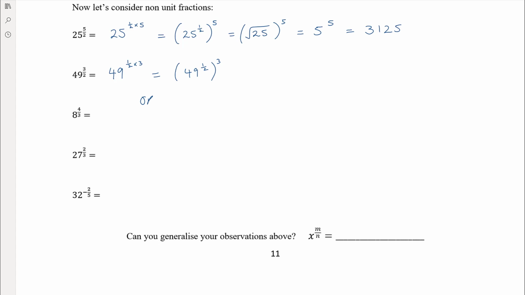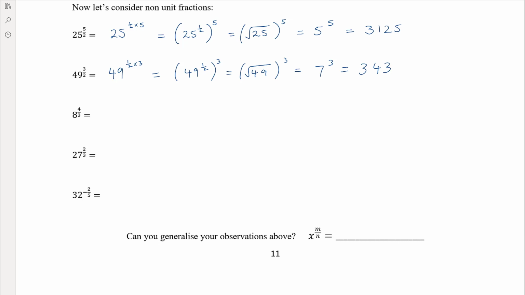Now, note, you could also think about it as 49 cubed and then to the power of a half, but I don't know what 49 cubed is. That's massive, and then I'm going to have to know what the square root of that massive number is. So it's always easier to apply the fractional power first, make the number smaller, and then make it bigger with the whole number power. Okay, so this is square root of 49 cubed. Square root of 49 is 7. 7 cubed is 343.